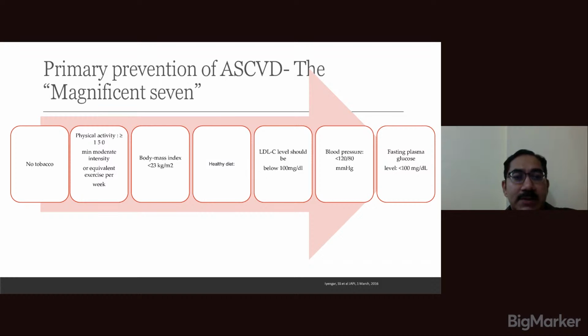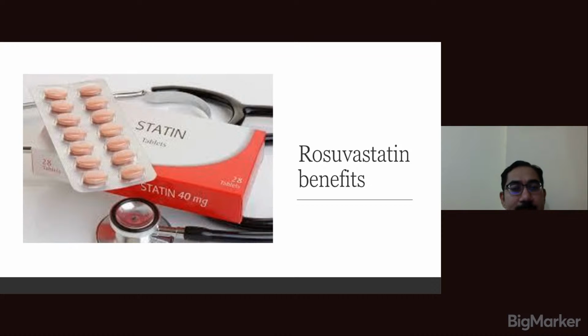So primary prevention, how can we do it? It can be done by stopping tobacco, increasing the physical activity, keeping the body mass index less than 23, a healthy diet, LDL level of less than 100, blood pressure of around 120 millimeters of mercury, and fasting plasma glucose of less than 100 milligram per deciliter.